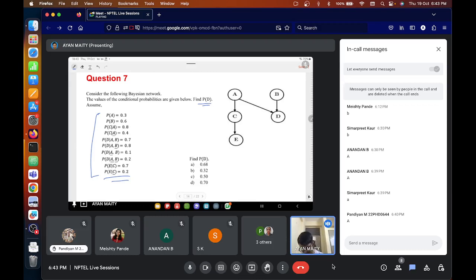So this bar represents complement. For this probability of C given A bar, the bar is given at the bottom of the variable. So this is just probability of C given A bar, or complement of A. This complement symbol is given at the bottom of the variables here.